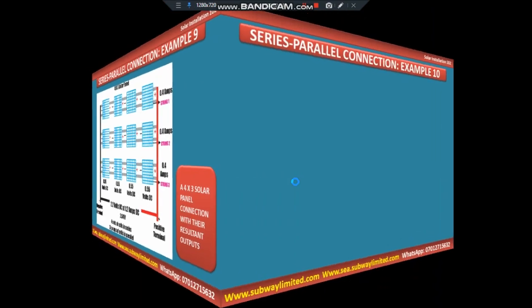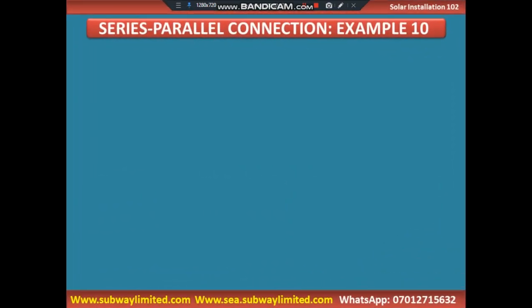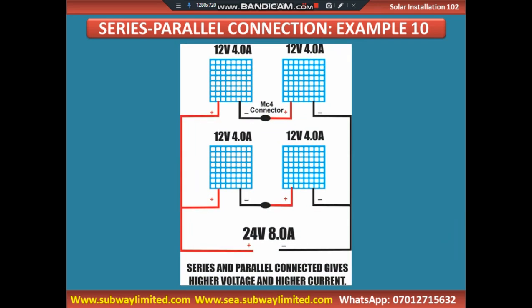We are taking a closer look at another example, which is example 10, still on series parallel connection. We are having each of the solar panel here rated, as you can see. By now, we are using MC4 connector to do the connection. We are connecting the negative to the positive, and we are equally connecting the negative to the positive. And this is string 1, and this is string 2.